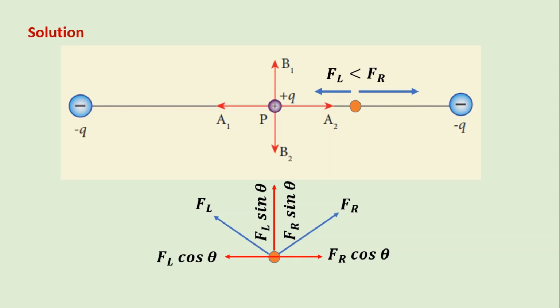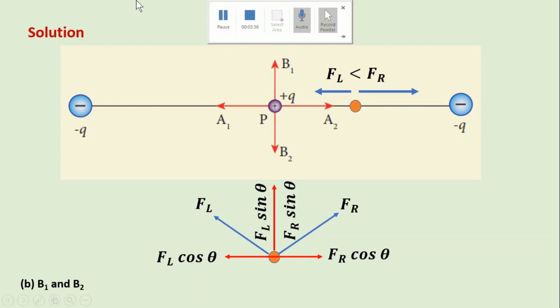Similar things happen when the plus q is moved towards B1. So the right answer is option B, B1 and B2.